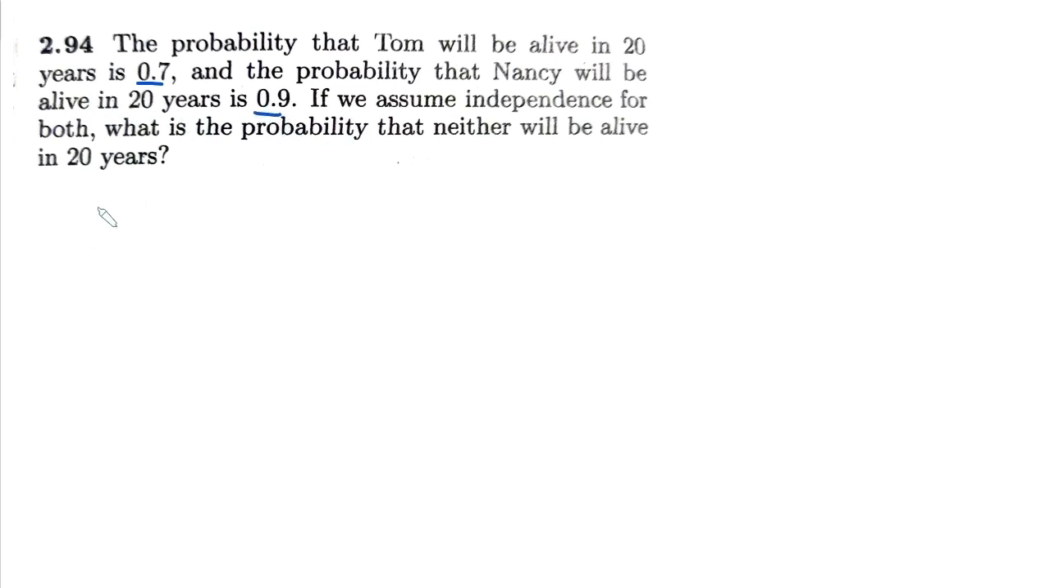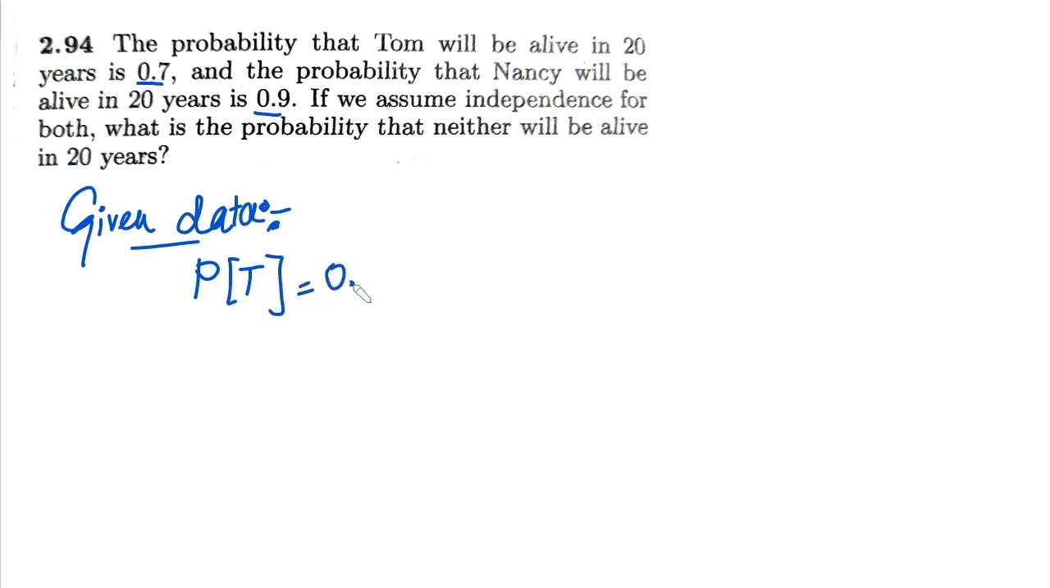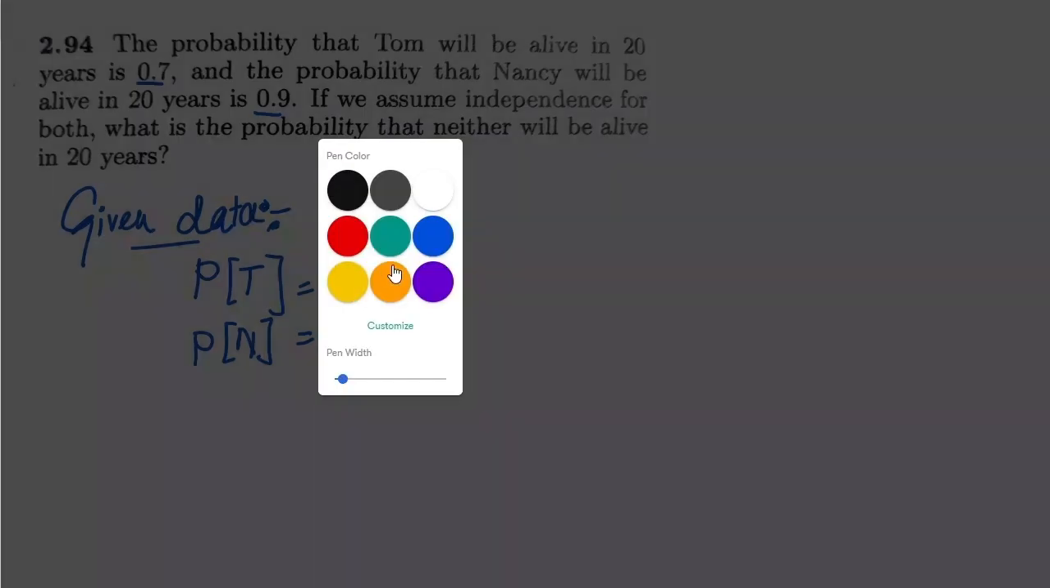Let me first write this given data here and let me represent Tom with T and Nancy with N. The probability that Tom will be alive in 20 years is 0.7, and the probability that Nancy will be alive in 20 years is 0.9. On the basis of it, we can also find out what?